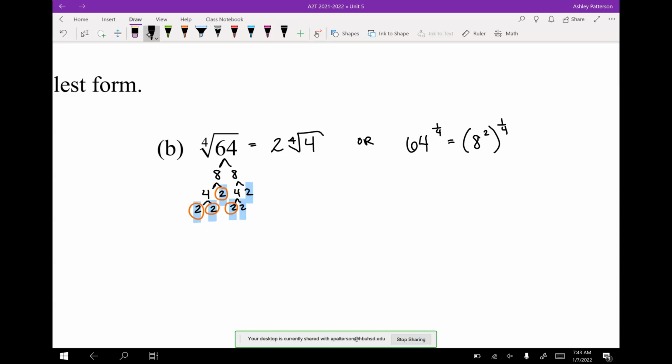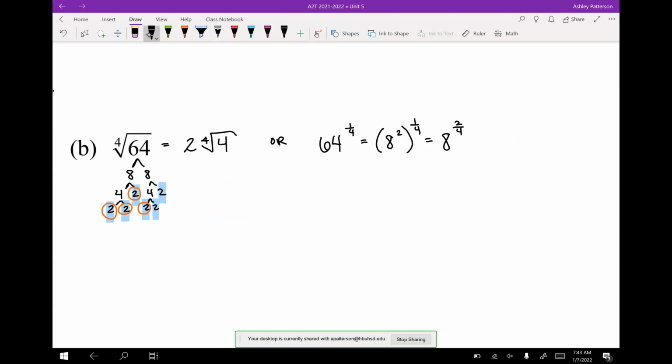Now, as we saw in a previous example, we can then multiply, because a power raised to a power says that we multiply the powers, and we get 8 to the 2/4 power, which we can reduce. It becomes 8 to the 1/2 power, which then is just the square root of 8.